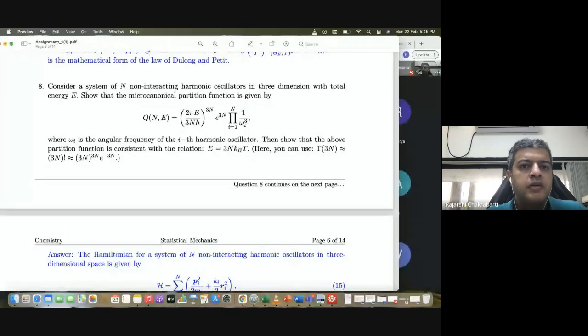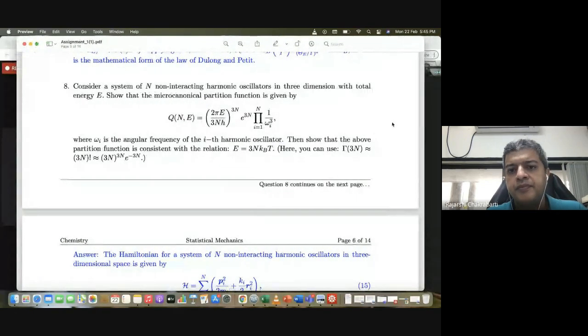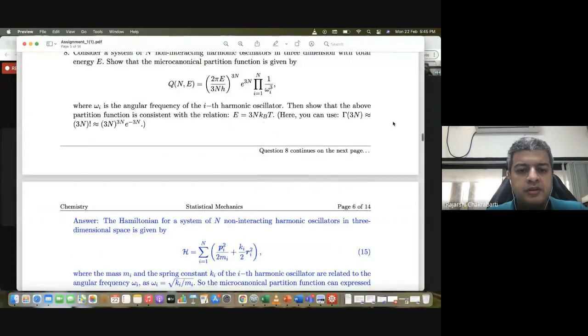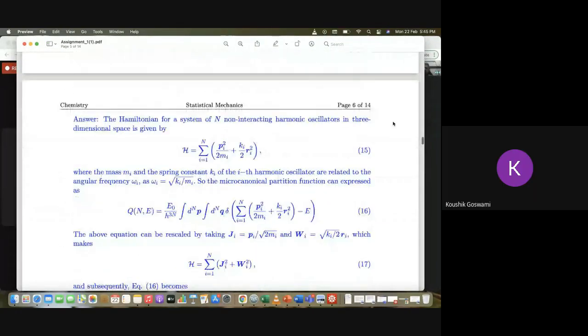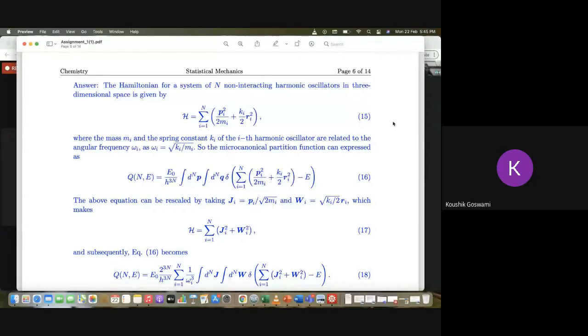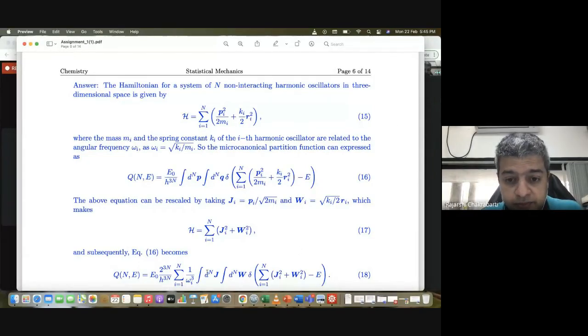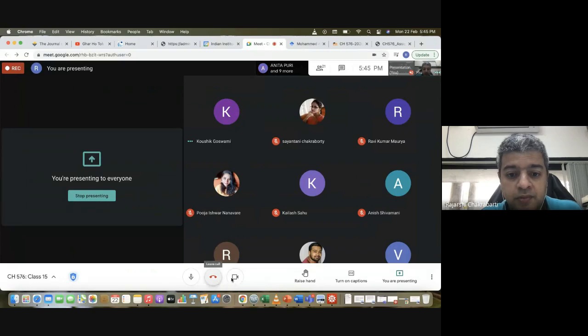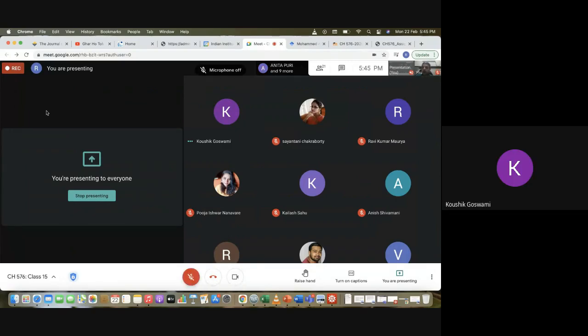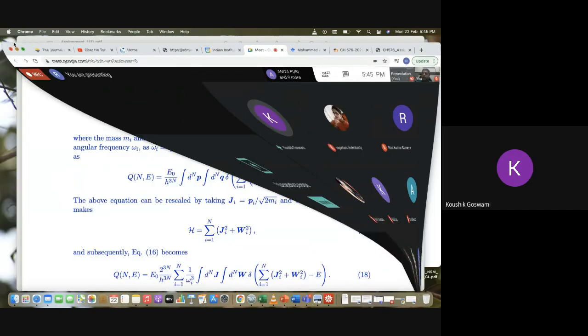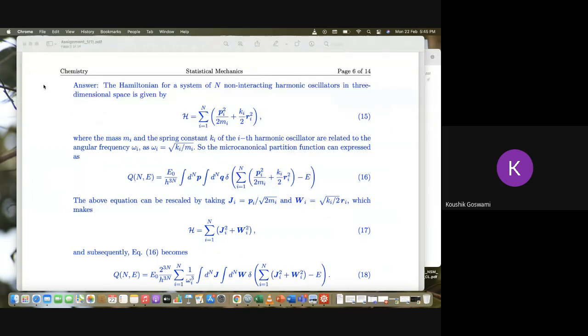Just a minute. Can you see? This is question number 8. Now he is going to explain. So I will not talk. He is going to talk now. So this question number 8, it is about n number of non-interacting harmonic oscillators, and we have to calculate the microcanonical partition function. So can you hear me?